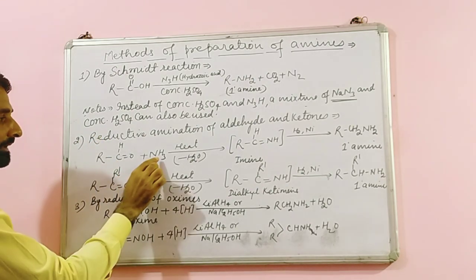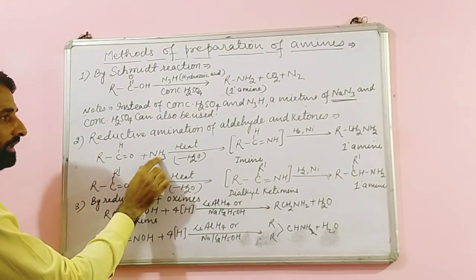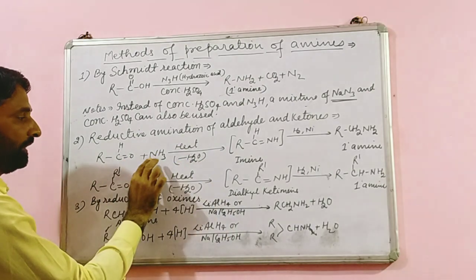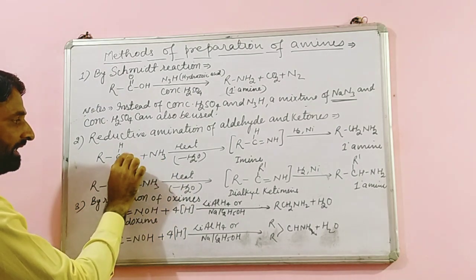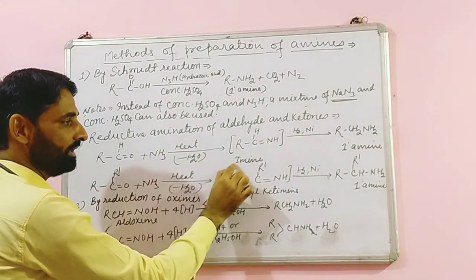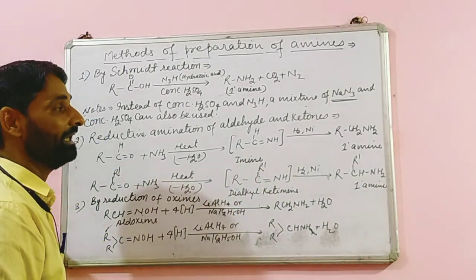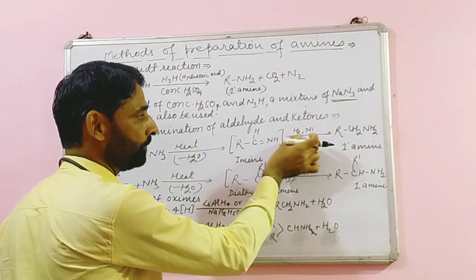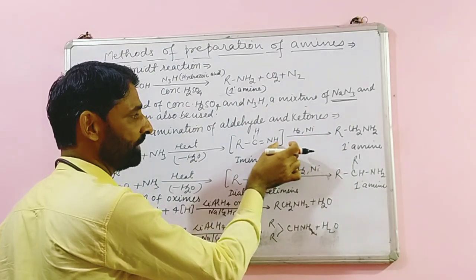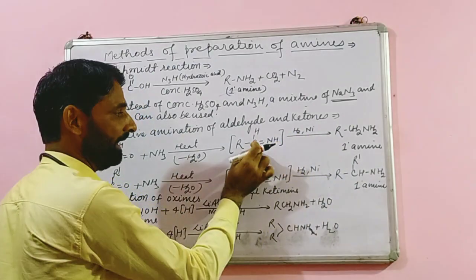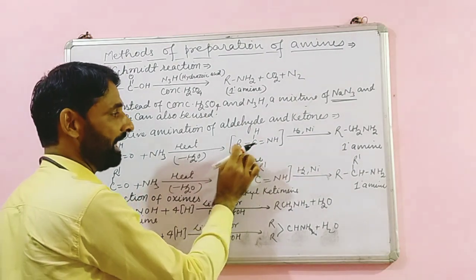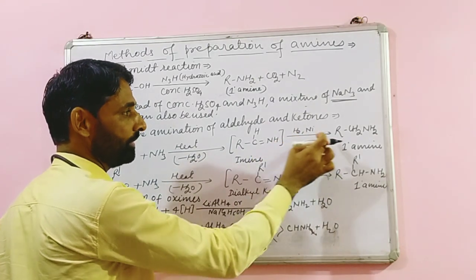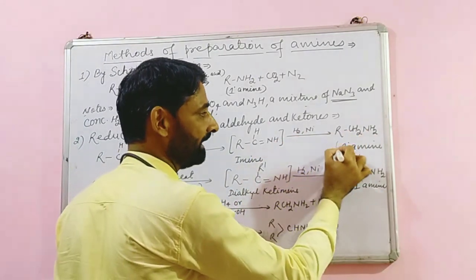All of you look here. These two hydrogens react with oxygen, then produce water, minus H2O. And what is left? NH. So in the place of oxygen there is NH, and the compound is known as an imine. And if this further reacts with hydrogen and nickel, then what happens? Two hydrogens add, one hydrogen at this position and one hydrogen at this position. So RCH2, and NH2. So RCH2NH2, this is the 1 degree amine.